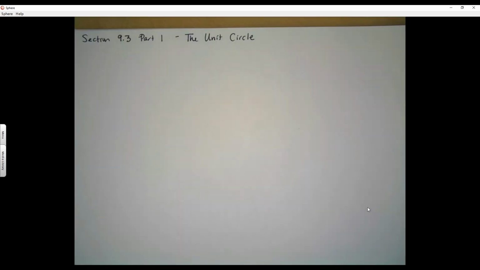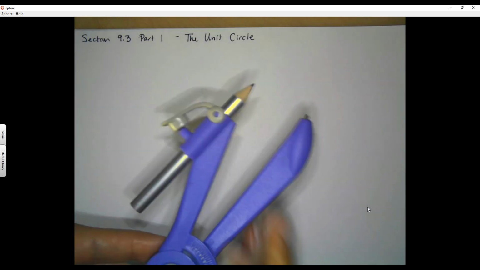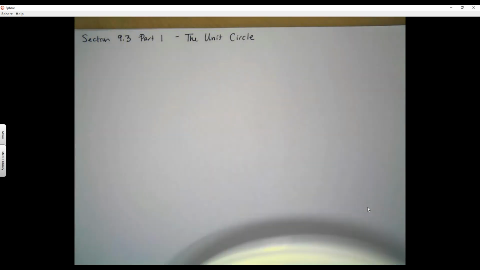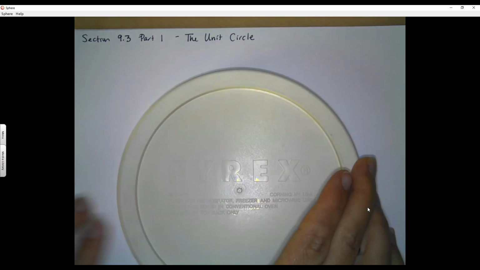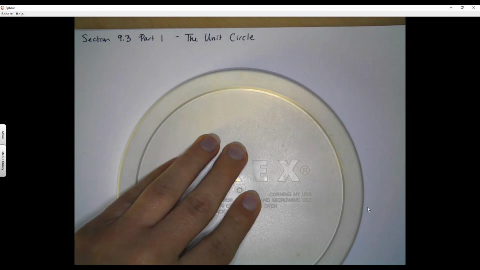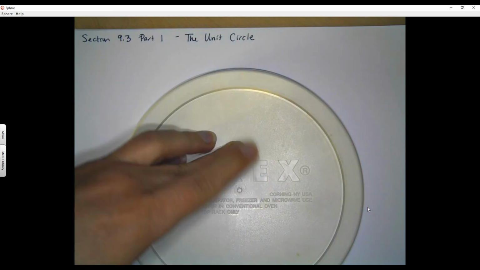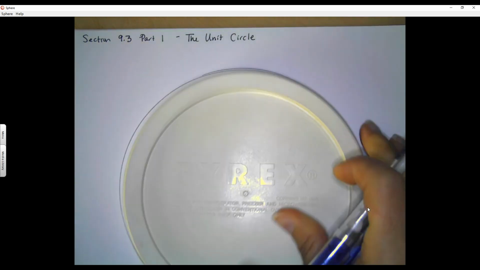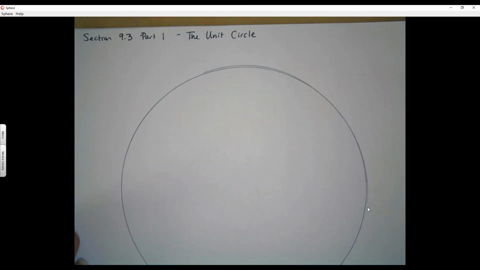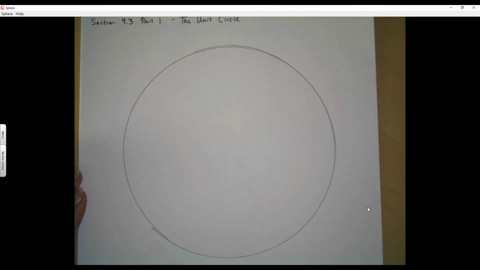But if not, you can make your own circle, either by using a compass, maybe you have one from your geometry days, or grab the lid from something in your home, or a bowl or whatever, and trace it to make your circle. All right, there's my circle.